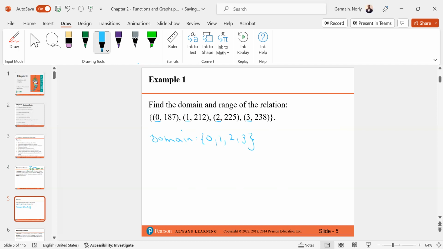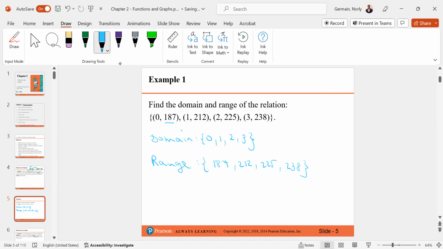The domain is this. Now we remember the range is the set of all second components, right? So if we go with the range, remember range is the second component, so the range would be 187, 212, 225, 238. Okay, so that's how we're gonna go with these examples very quick.